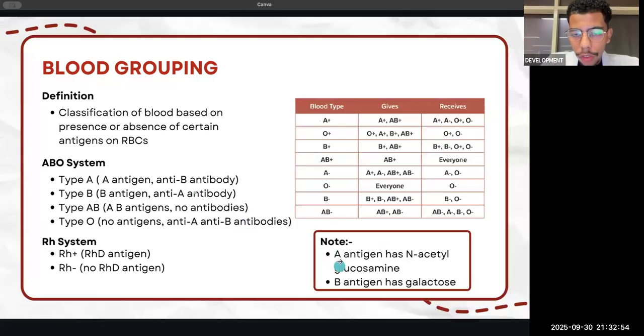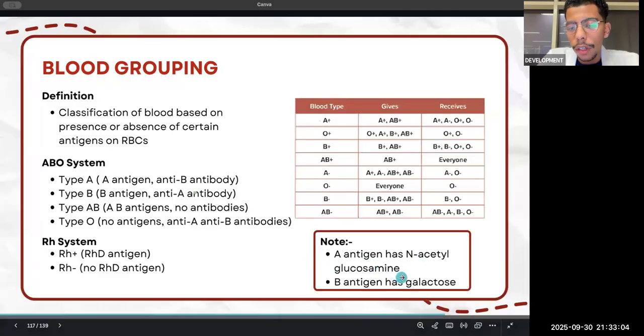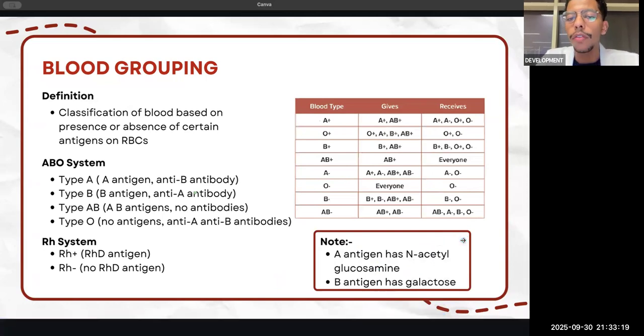Now, a quick note. In our OSPE, they asked us about which sugar A and B were made from. Just know that type A is made from a sugar called N-acetylglucosamine. So N-acetylglucosamine has an A, so type A. And then B, galactose. So type B is the shorter one, galactose. Type A is the longer one, N-acetylglucosamine. But you have to know the names. They'll ask you to write down the name of the sugar that it's made from.